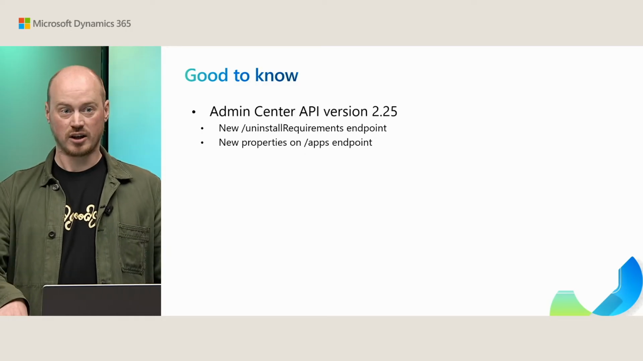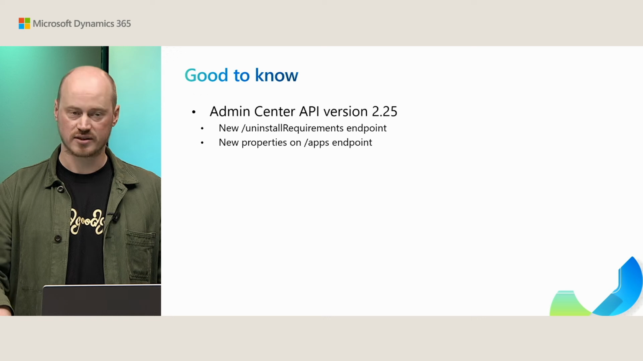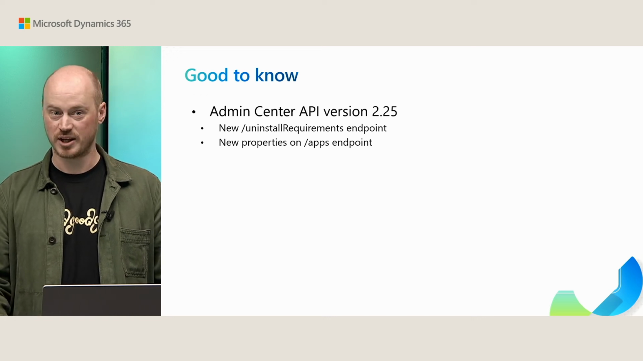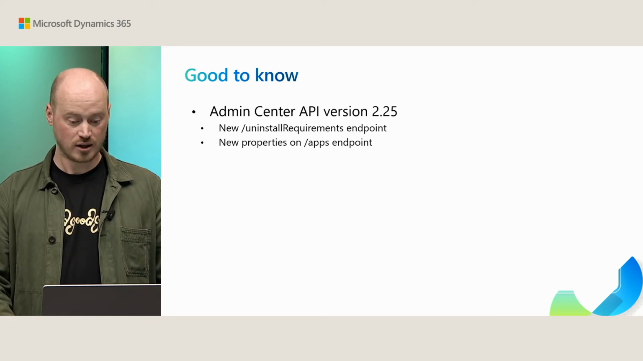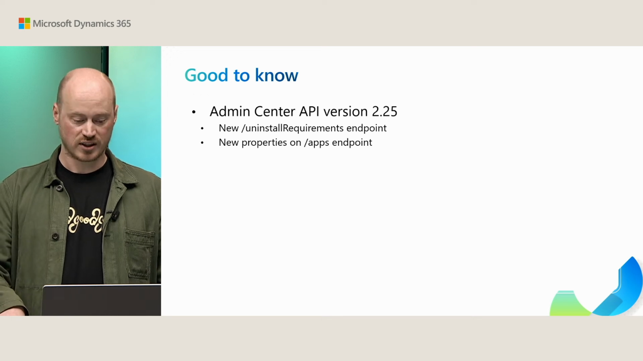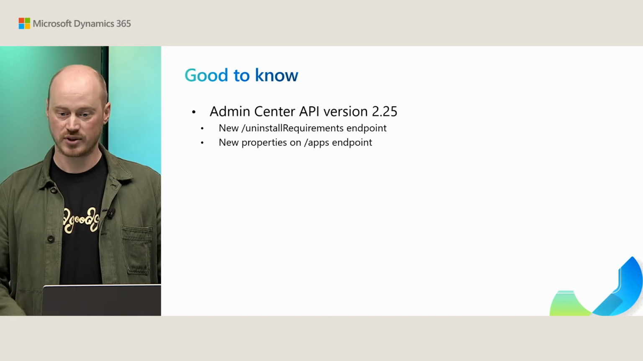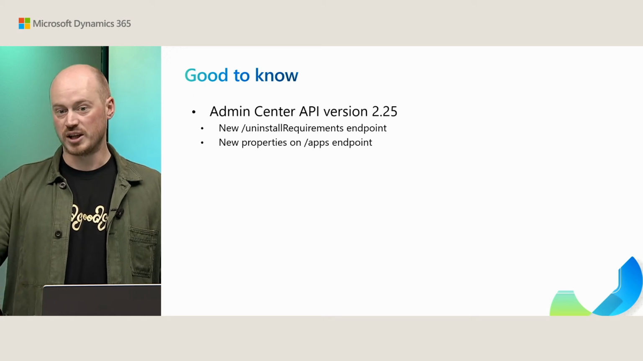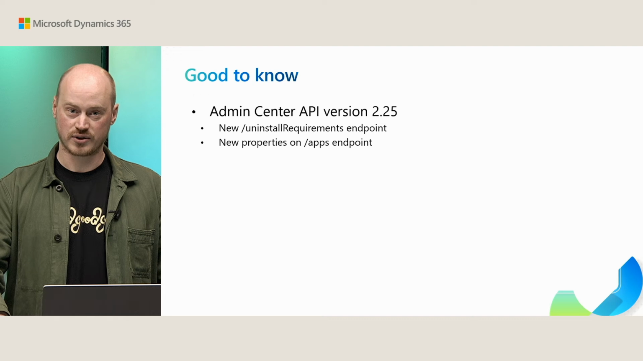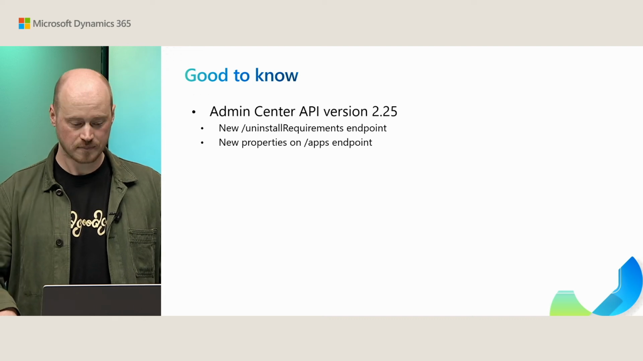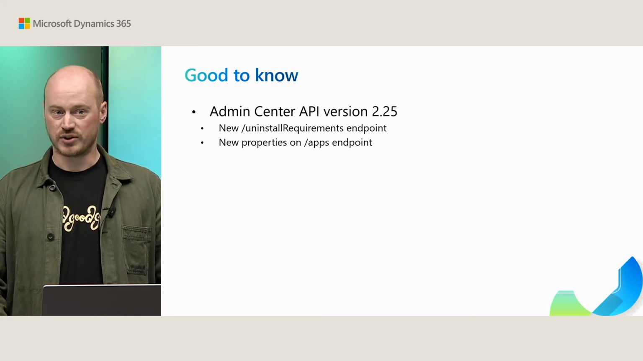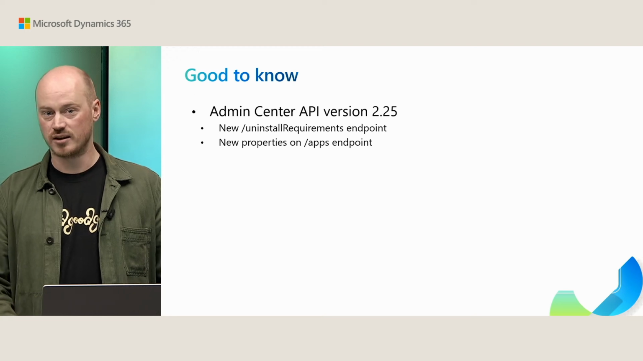There's a few things that are good to know as we're shipping this functionality. Everything that I just demoed in the Admin Center will also be available in the Admin Center API from version 2.25. Specifically, we're introducing a new uninstall requirements endpoint. This is an endpoint that you can use to see which apps would be uninstalled if you decide to uninstall an app that has downstream dependencies. And secondly, there's new properties on the app's endpoint, for example, to see the app type of the app that is returned by this endpoint.